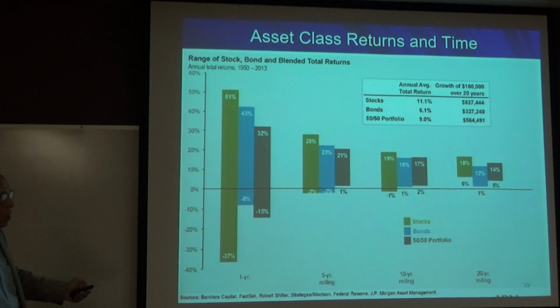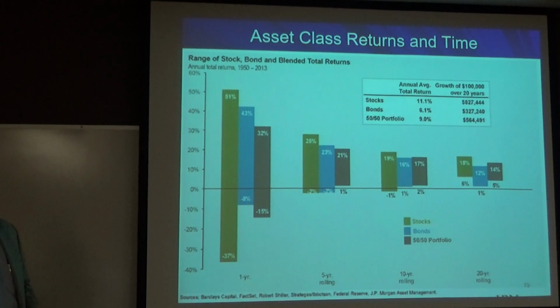Okay? Every investor has to decide their ability to trade off return for risk. All right? Now, as you go from 1 year to 5 years, the best 5-year period, 28% a year, with a 2% loss for stocks. Bonds, 23% with a 2% loss. 50-50, 1% gain with a 21% per year rate of return. Look at how it falls off.